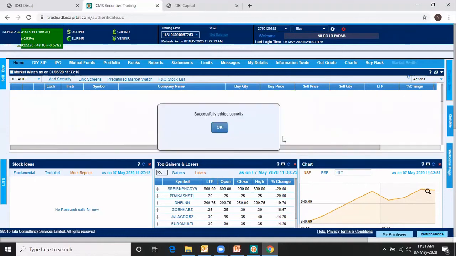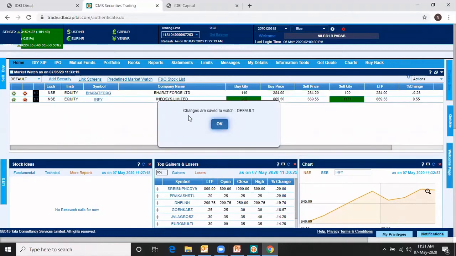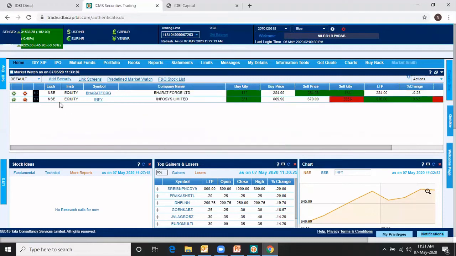So here, change or save to watchlist default. I want the changes I'm making to be saved, so I'm saying okay. Whenever next time I log in, I'll see this window.